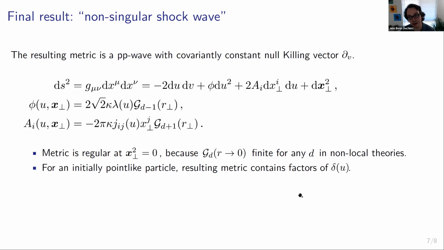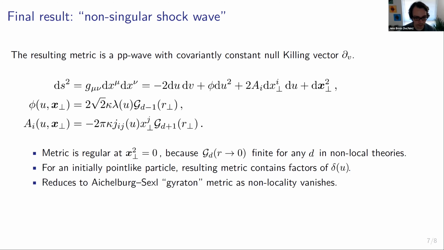And of course, in that sense, they would still be singular shock waves just because they're localized precisely at u equal to 0. But that's just like a light ray, right? A light ray has the same kind of behavior. And when you take this metric here and you consider a point-like particle, then lambda and jij just drop out and become essentially delta functions. This becomes this Aichelburg-Sexl gravitons metric that Tomáš has already mentioned in the previous talk.